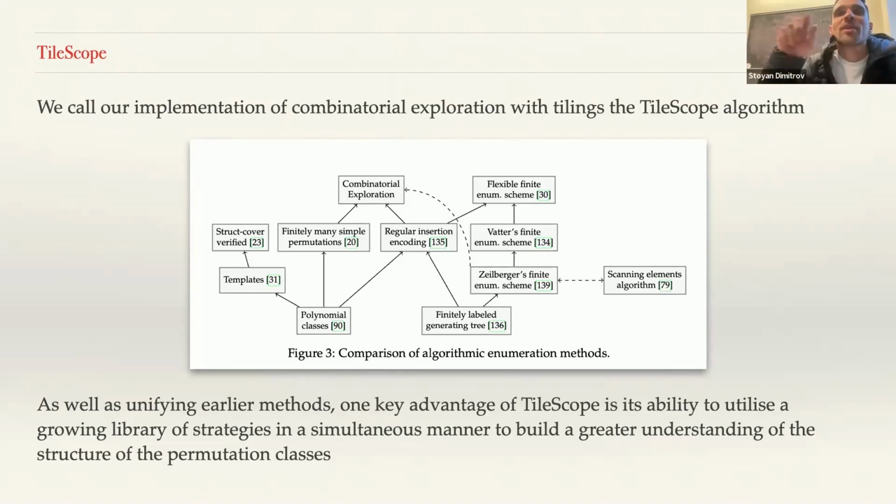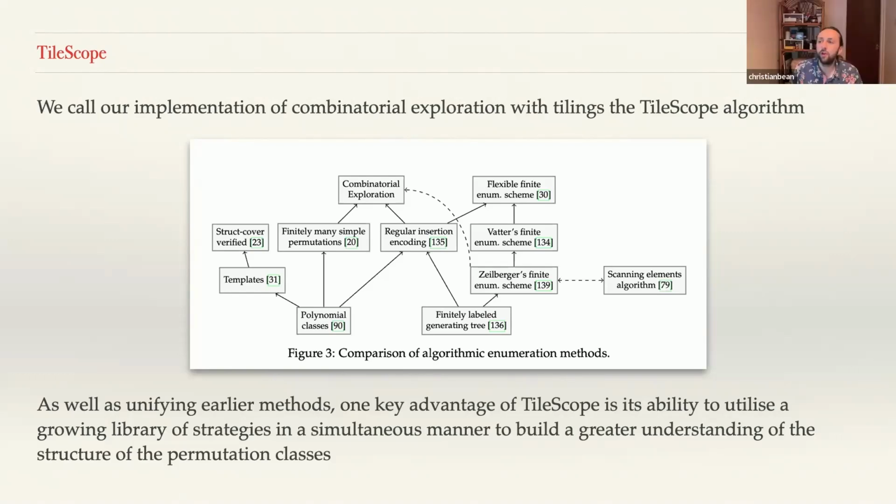Okay. Can I ask something? Go ahead. So these enumeration methods, do you consider them as rules in your tilescope algorithm? And also, having a set of rules, how do you generate the proof tree exactly?